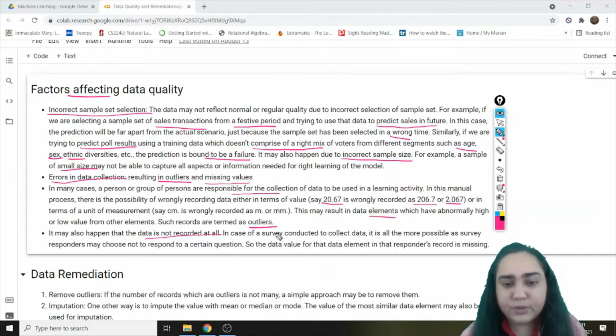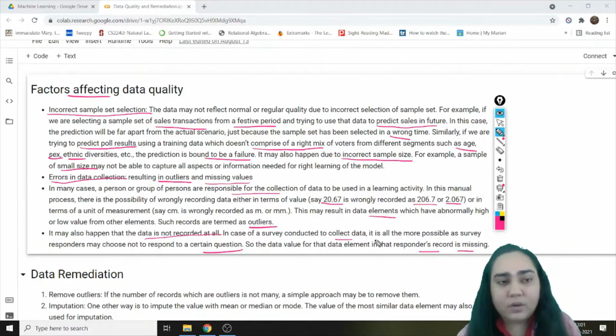For example, if you took a survey to collect data, it is quite possible that the survey responders do not respond to a certain question, right? Because it's a survey, they don't have to respond to everything. So maybe while taking the survey, they skip some of the questions. So that means that responder's record is going to be missing. So these are all the factors that can affect your data quality.